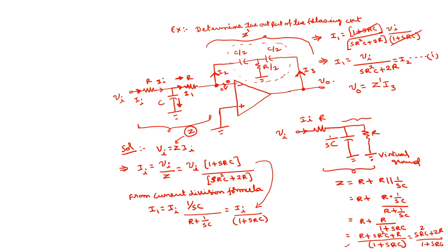So, what will be this equivalent circuit? This is the output V0. This is the current I3. And here we have one capacitance, one resistor, one capacitance. This is also almost at the ground. This is virtual ground now. This is R by 2. This is C by 2. C by 2.